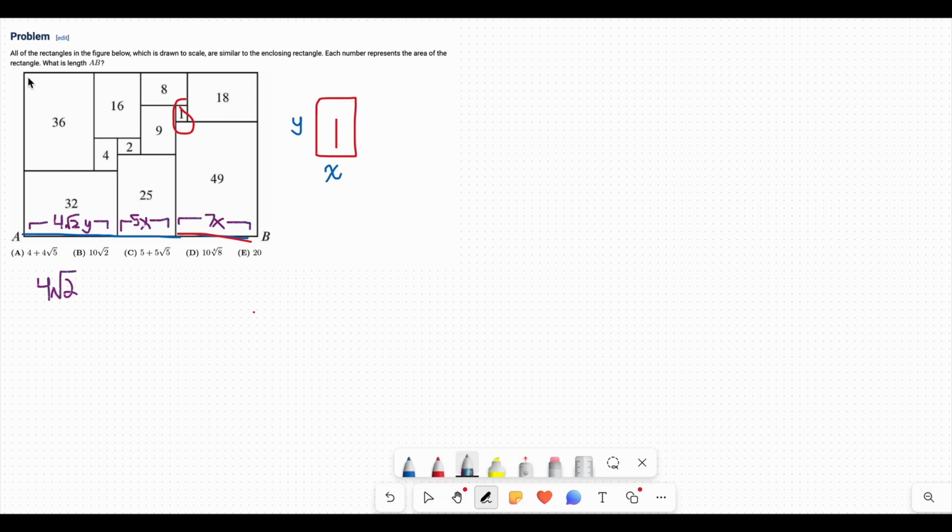Since it's the same thing, I'm going to speedrun it. This would be 6x. Make sure you understand how I'm getting these numbers. This will be 4x. This is the long length, so we're getting 2 root 2y. Make sure you realize why it's y: because it's the long length, which corresponds to y here. And this would be 3 root 2y.